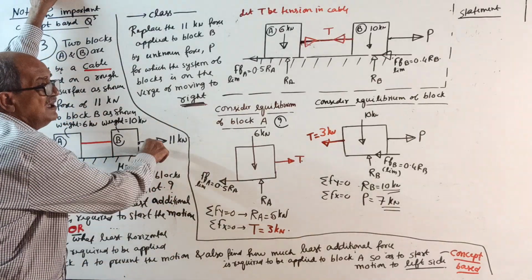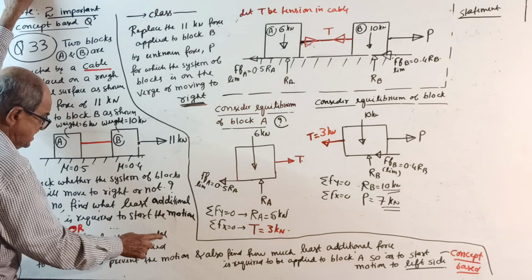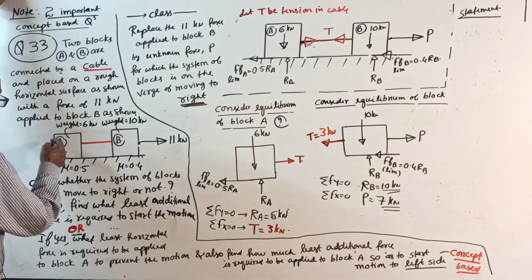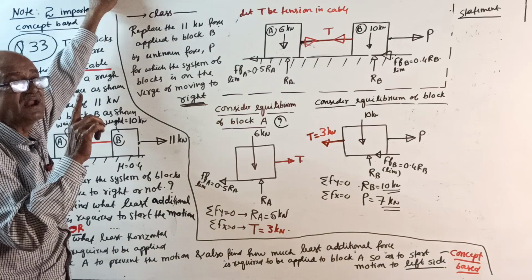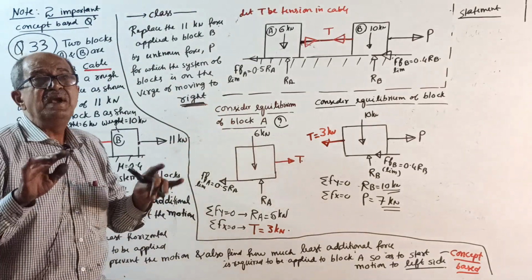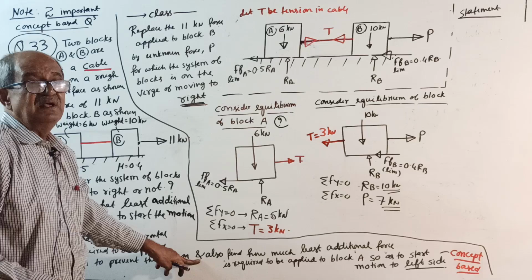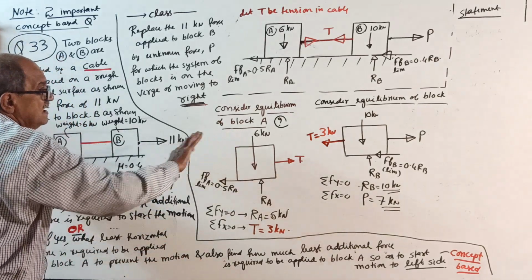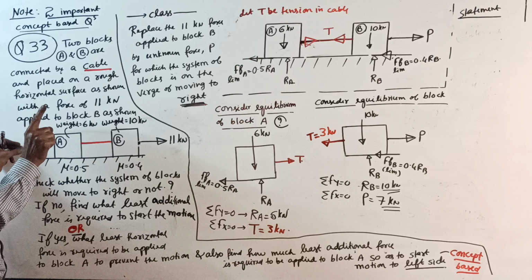If 11 kilonewton moves the system to right side, then what least horizontal force is required to block A to prevent the motion? To prevent the motion, remember, it is moving to right side, you want to prevent the motion, least force. And one concept-based: if it moves to right side, how to prevent it? Apply a force this way, so that it just prevents.